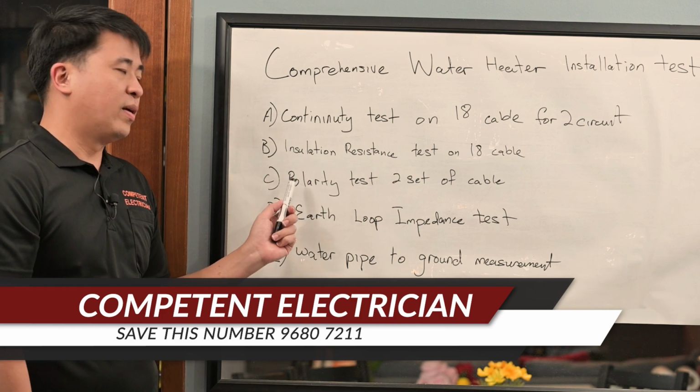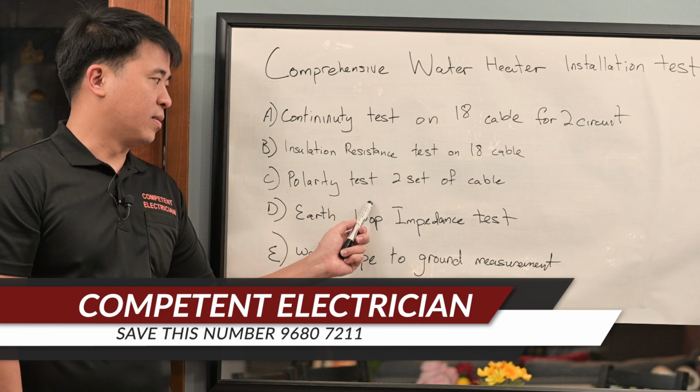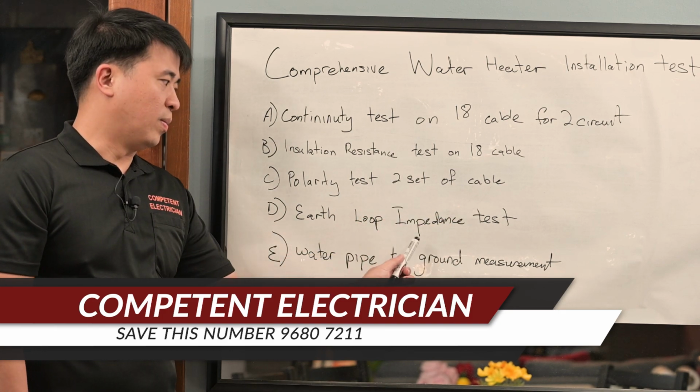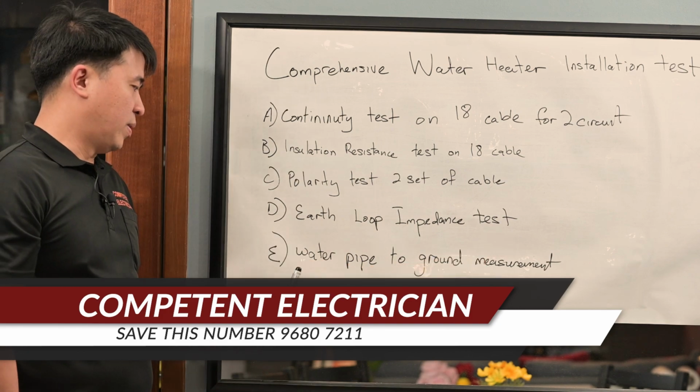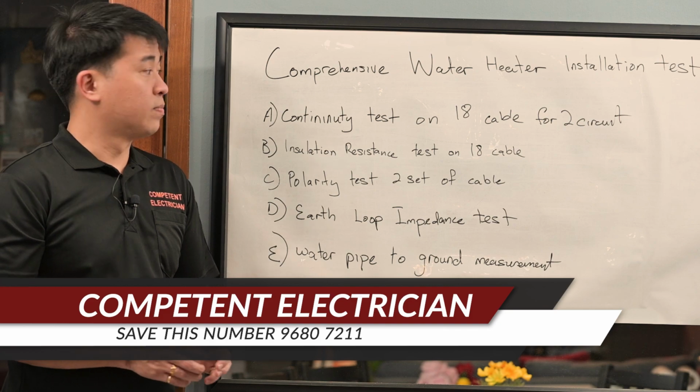Later I will explain in detail the purpose of the individual tests. C will be the polarity test on the 2 sets of cable. D will be the earth loop impedance test. The last test will be the water pipe to ground measurement. Let us go into detail now.